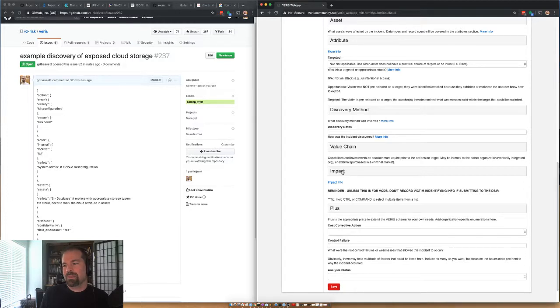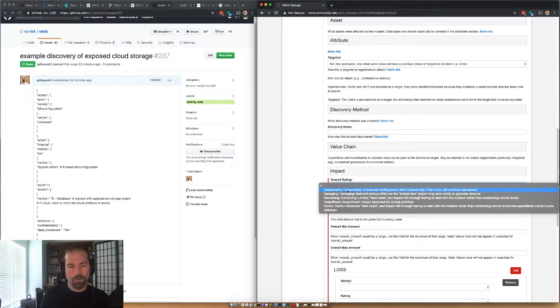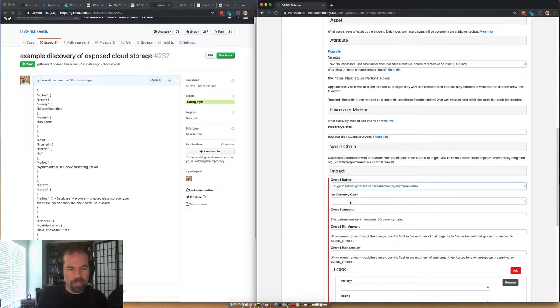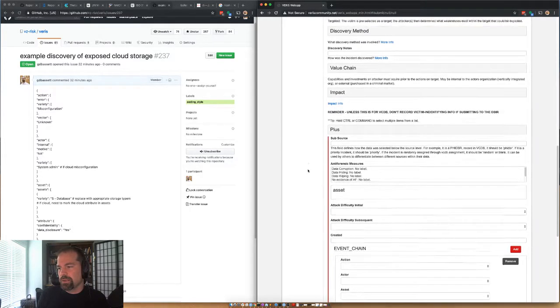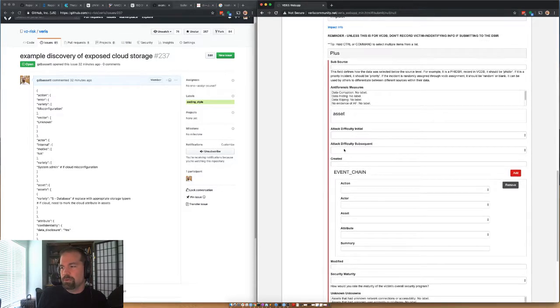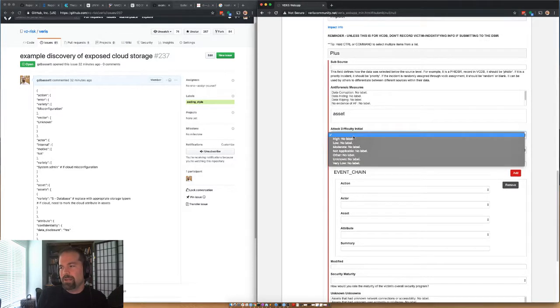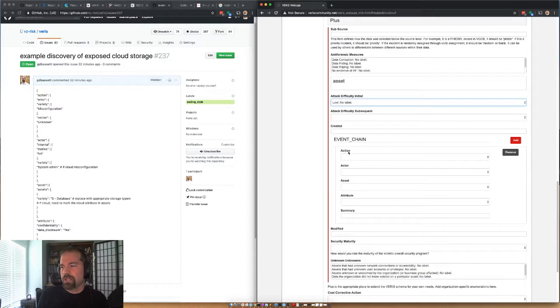Impact, no real impact. The company closed the hole, so we'll put insignificant. They had to admit that the breach occurred, and that's about it. And then finally, we'll look at the plus section. There's some extra things here. We don't know about anti-forensic stuff. Attack difficulty, I don't know. I'd say we'll just put low. Created and modified get filled in automatically.